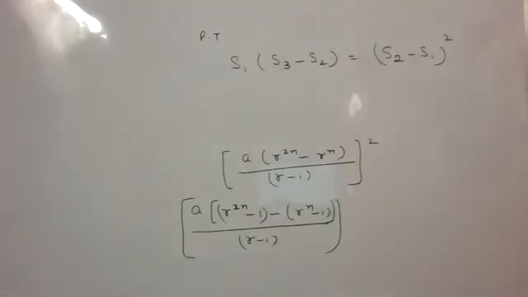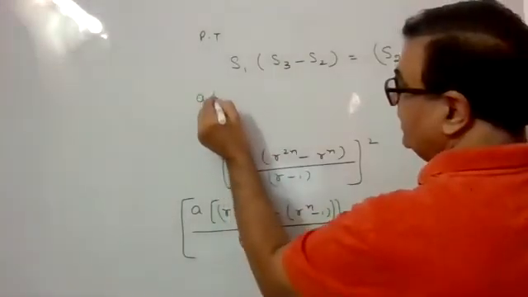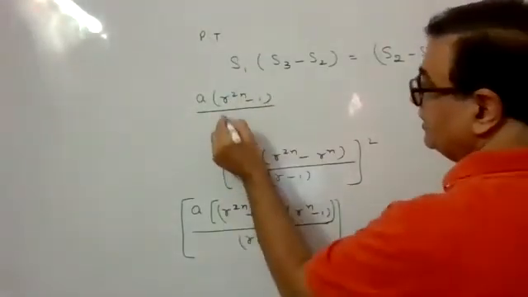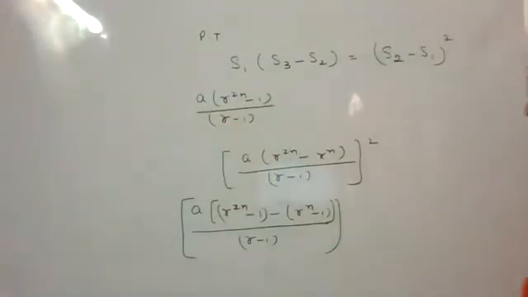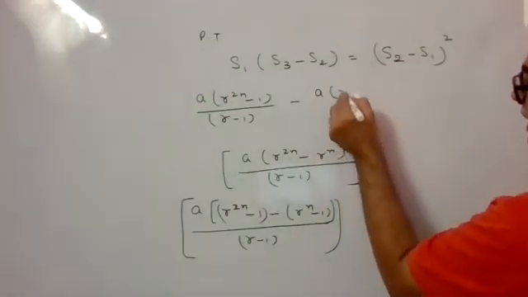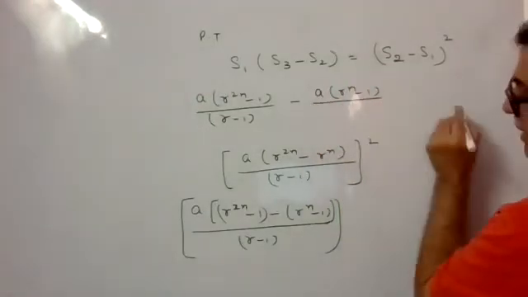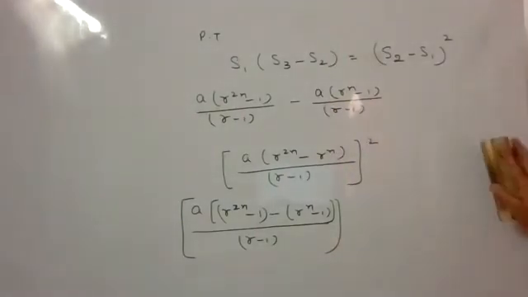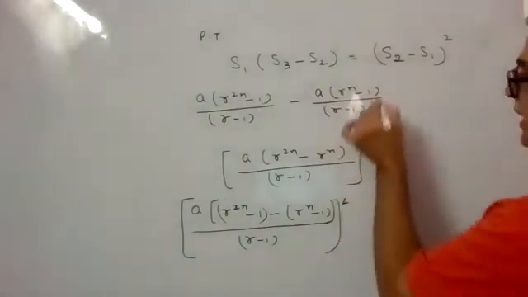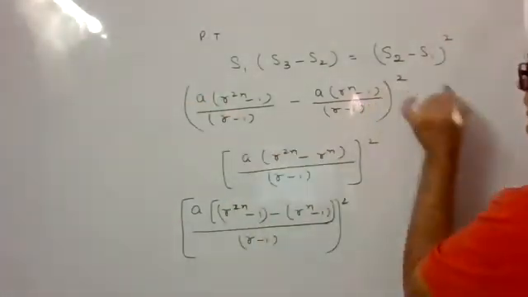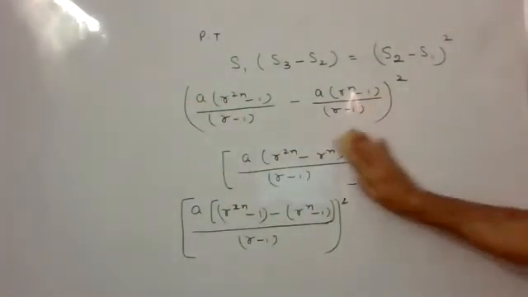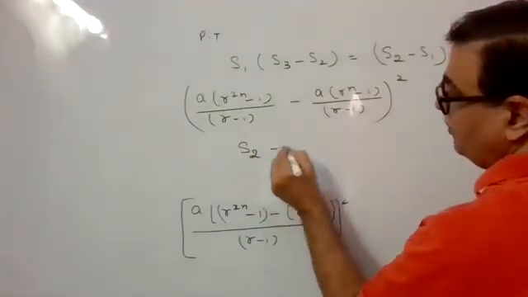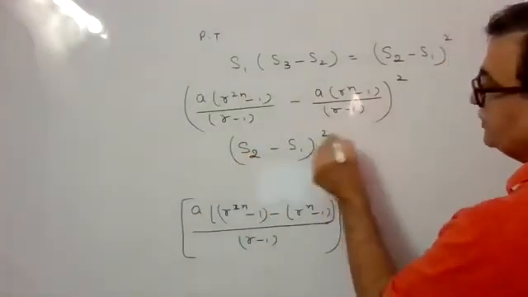And split this in two parts now. A R power 2n minus 1 by R minus 1 minus A R power n minus 1 by R minus 1. And it was a whole square? Yes, so it is a whole square. And when it is a whole square, I should write this as S2 minus S1 whole square.